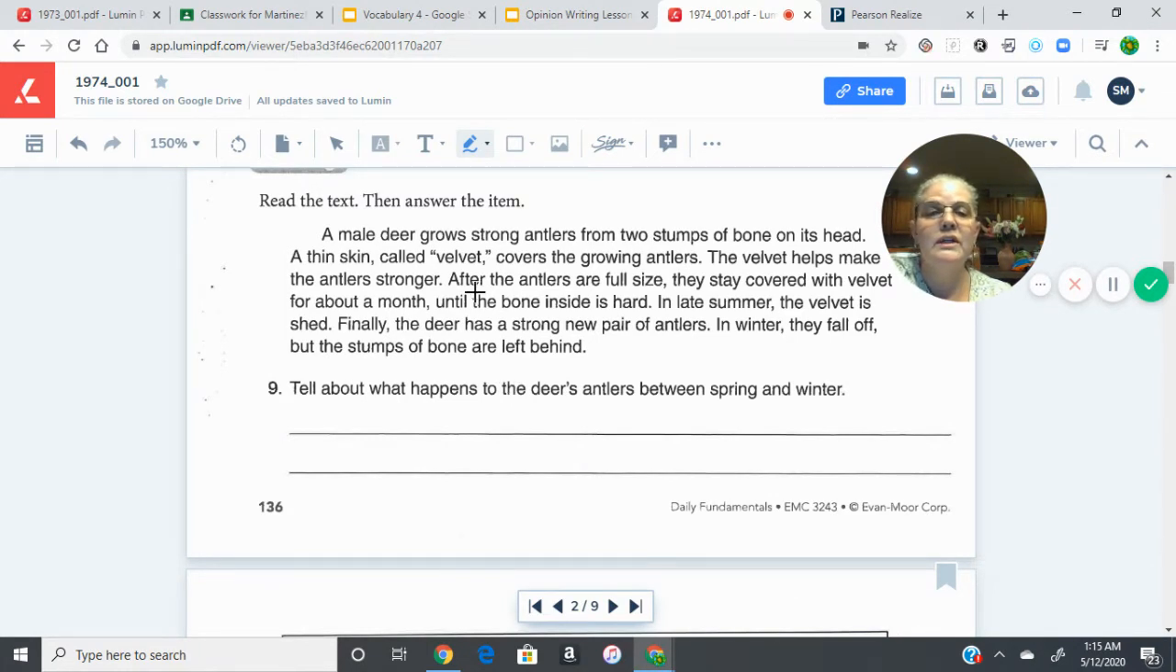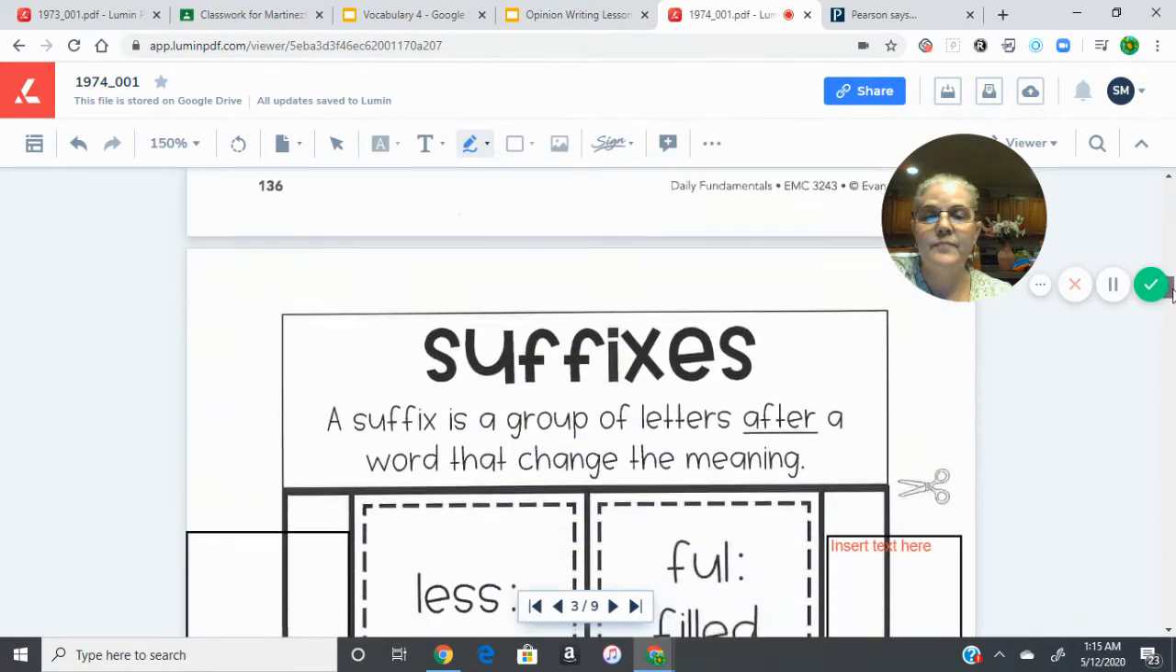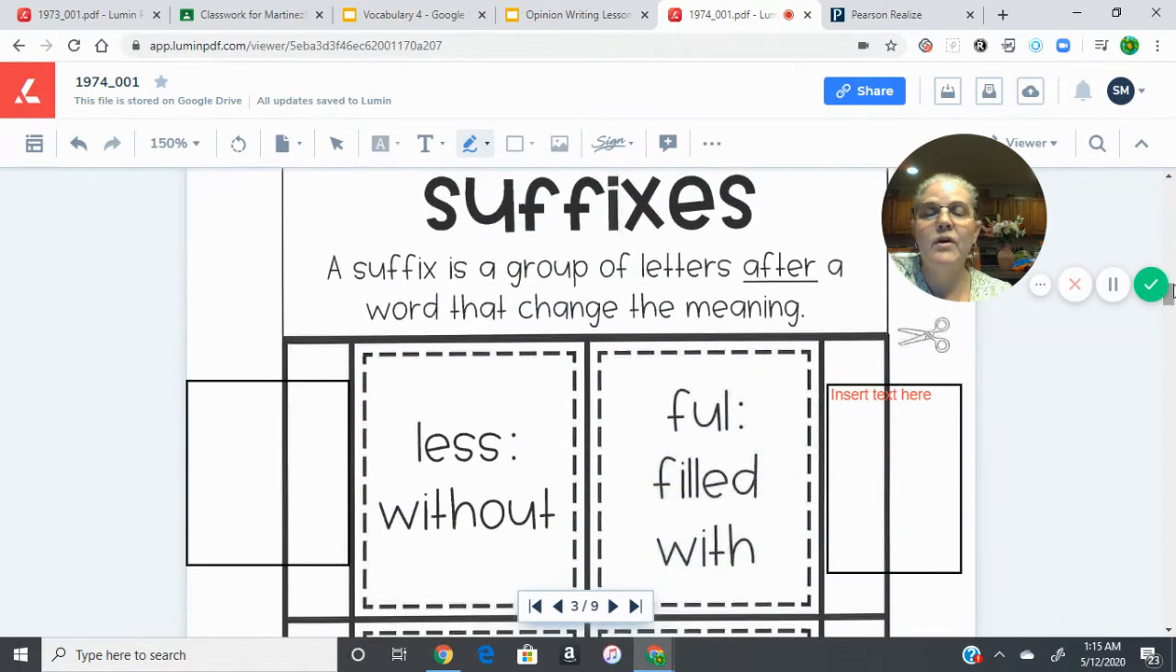So you're looking for those words in here that are going to tell you when things are and what happens at that time. So when you finish with that page, make sure you show it to a grown-up at home. And we're going to grab out our grammar notebook next.